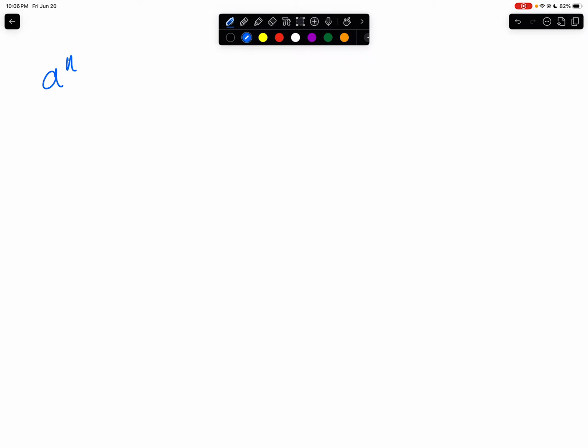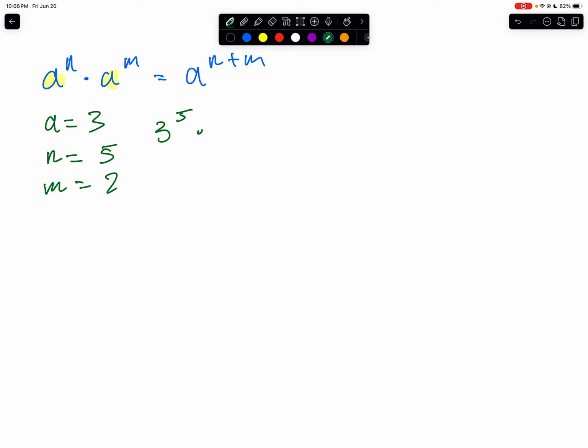A to the n times a to the m equals a to the n plus m. Well, let's think about this, right? Remember, the base is the same, but the exponents are not necessarily the same. So let's let a equal 3, and we'll let n equal 5, and m equal 2. So we have 3 to the 5th times 3 squared.